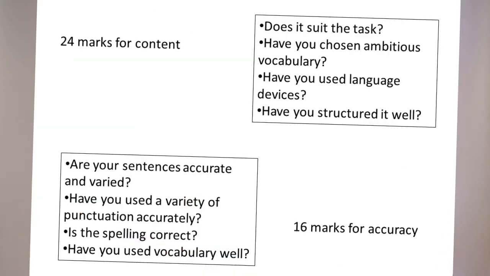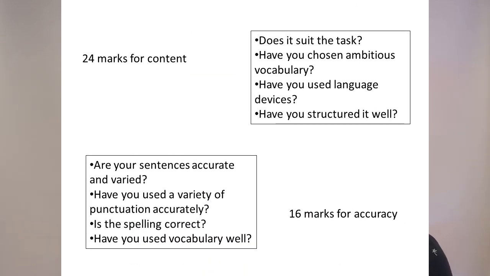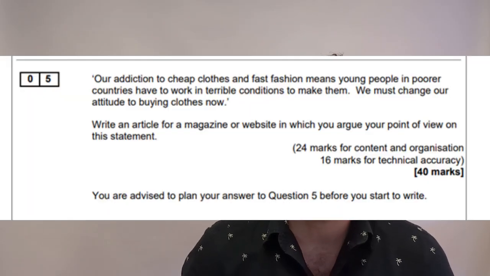But the key thing, if we go back to our mark scheme, that does it suit the task, the most important thing up at the top, we've got to think about what style of writing we're doing. And the key questions we want to ask ourselves here are: what are we being asked to write, and who are we being asked to write to? So in our example question, write an article for a magazine or a website, we've got to write an article.